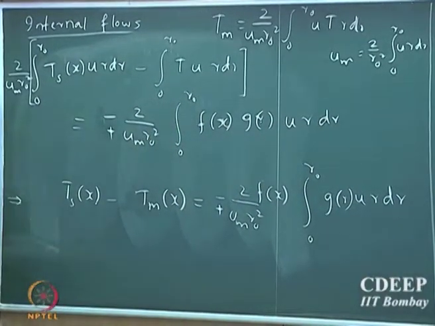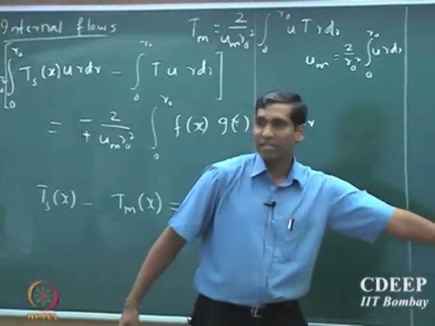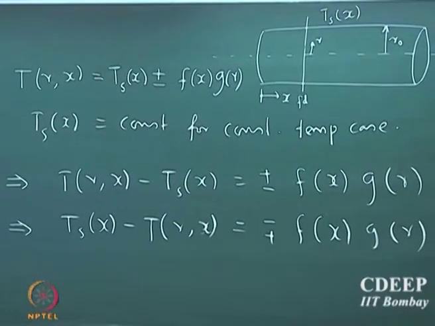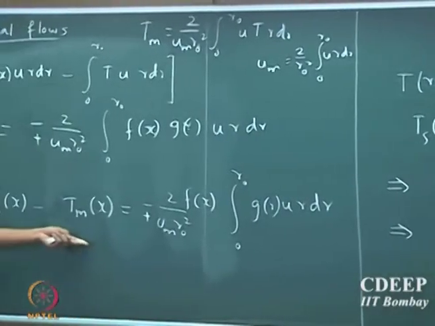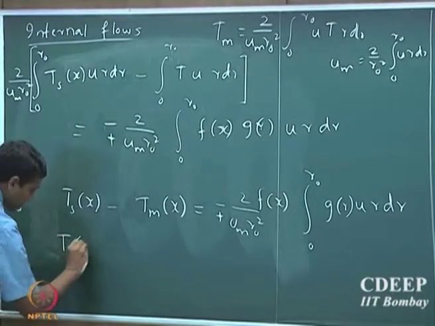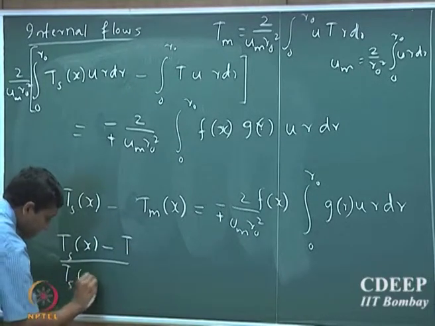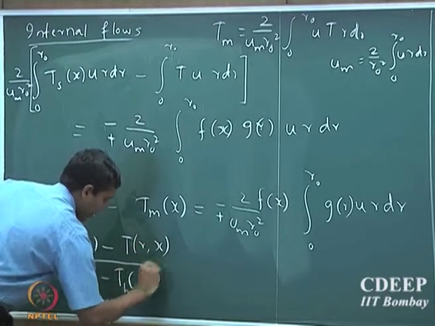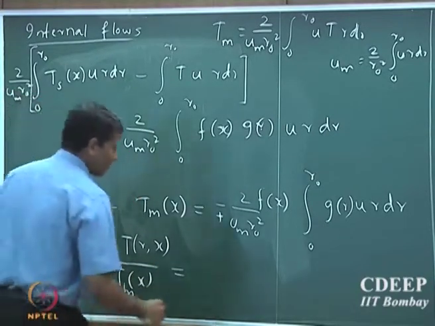Now if I divide these two expressions, you see there is an expression here which is Ts minus T, that is the difference between the surface temperature and the local temperature, and here is the difference between the surface temperature and the cup mixing temperature. So if I divide these two expressions, minus T divided by Ts of x minus Tm of x, this is a function of both r and x.